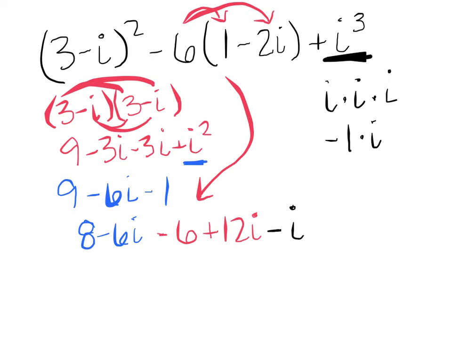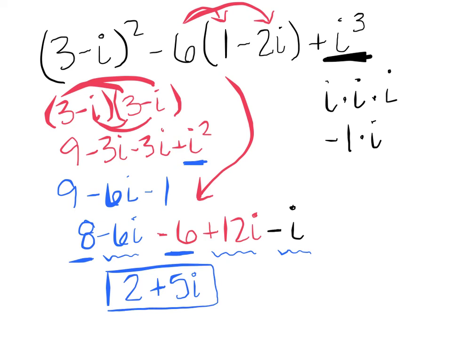Adding, combine all the real, combine all the imaginary. So 8 minus 6, those are the only real ones, so I end up with 2. And then the imaginary components are negative 6, positive 12, and negative 1. So negative 6 plus 12 is 6, minus 1, and we end up with 5i.